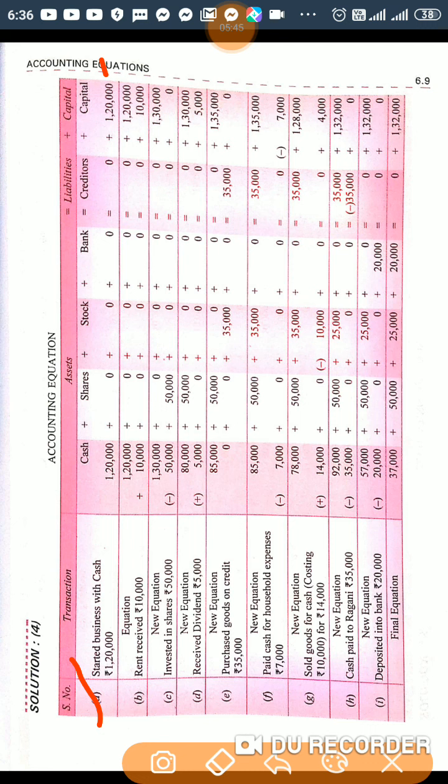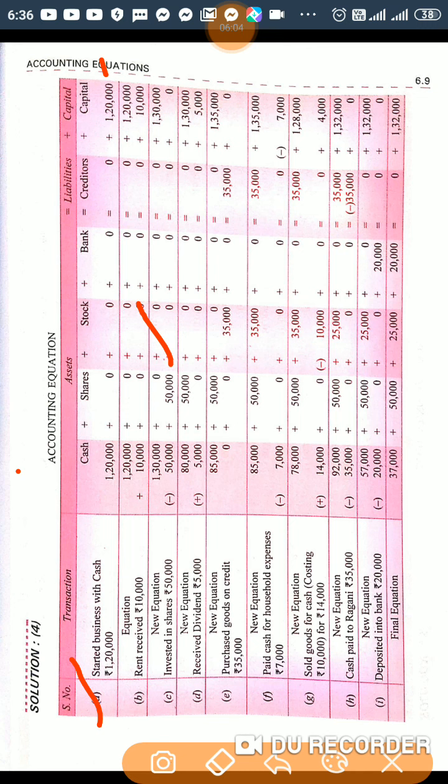Now invested in shares rupees 50,000, means shares as an asset increasing in the business. We will add 50,000 here into the shares, and at the same time cash is decreasing, so we will deduct 50,000 from the cash. Rest is 0.